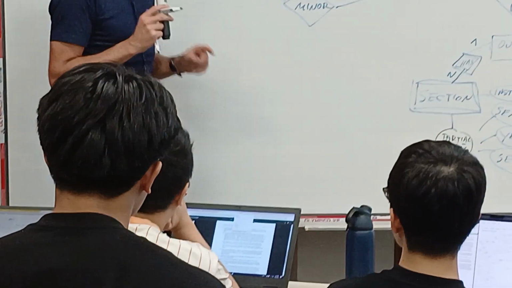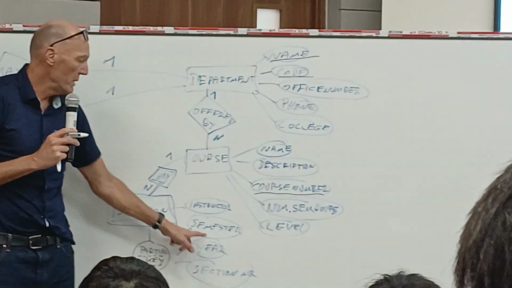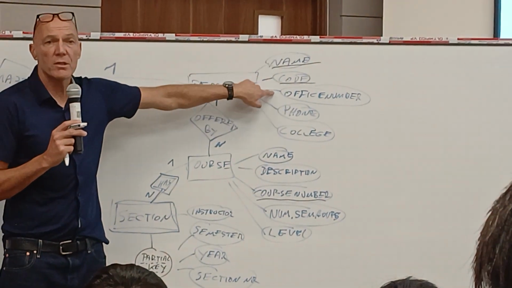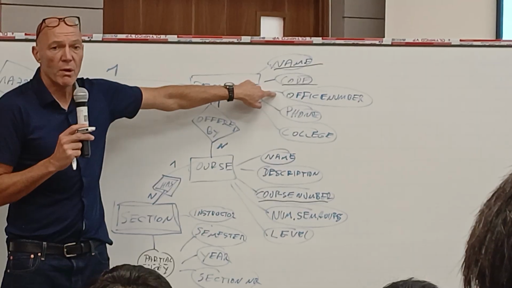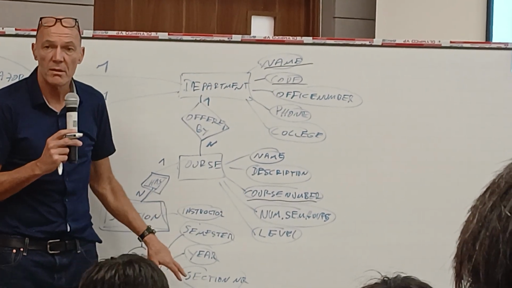No, because if you put the dashed line here and there, that would mean the name is unique, and this is unique. And what I want is the combination is unique, not here, but here. I need all three.